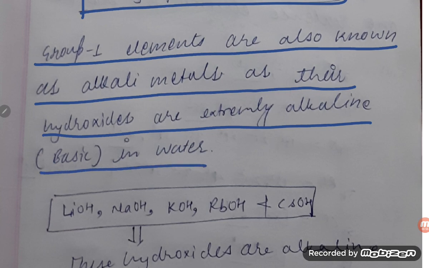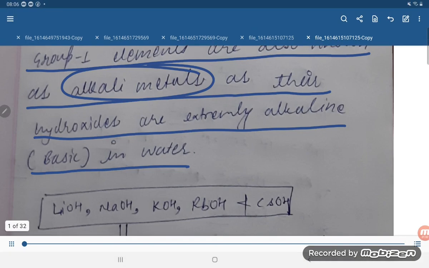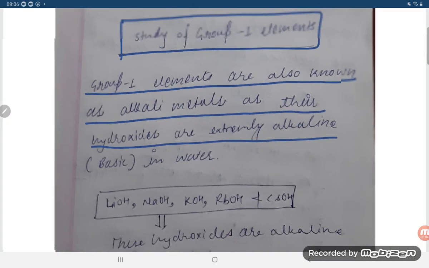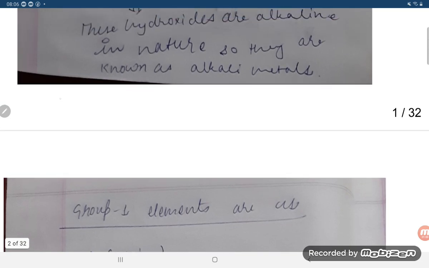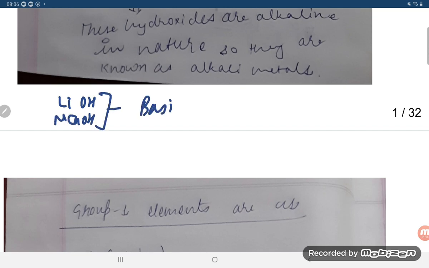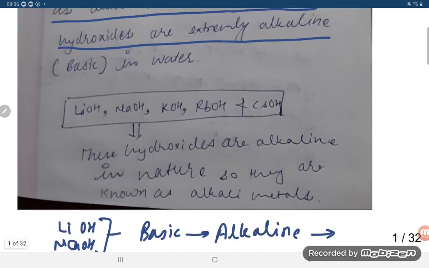So why are they known as alkali metals, students? Because their hydroxides are extremely alkaline in nature. If you see their nature, students, take any one, LiOH or NaOH, they are extremely basic. Basic means what, students? Alkaline. So alkaline means that it is basic in nature.